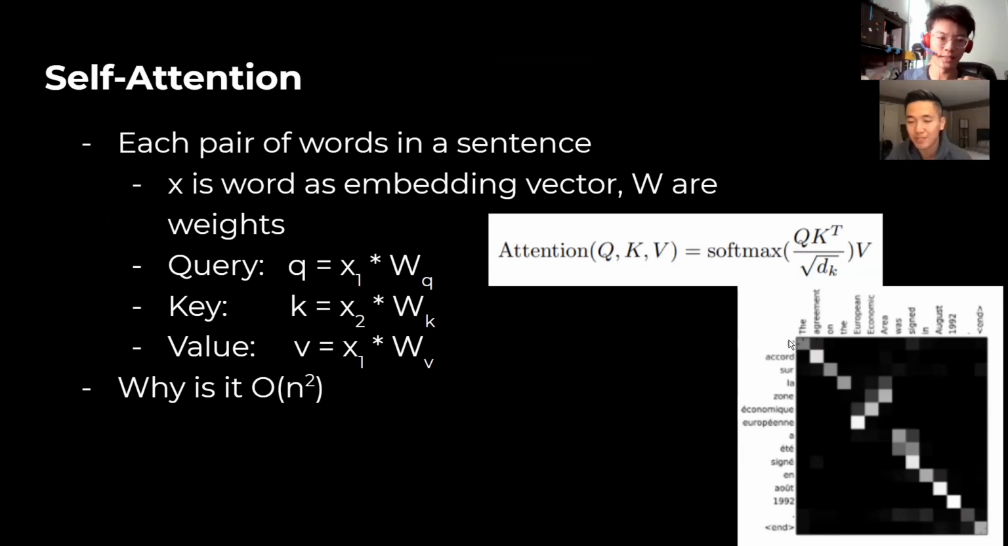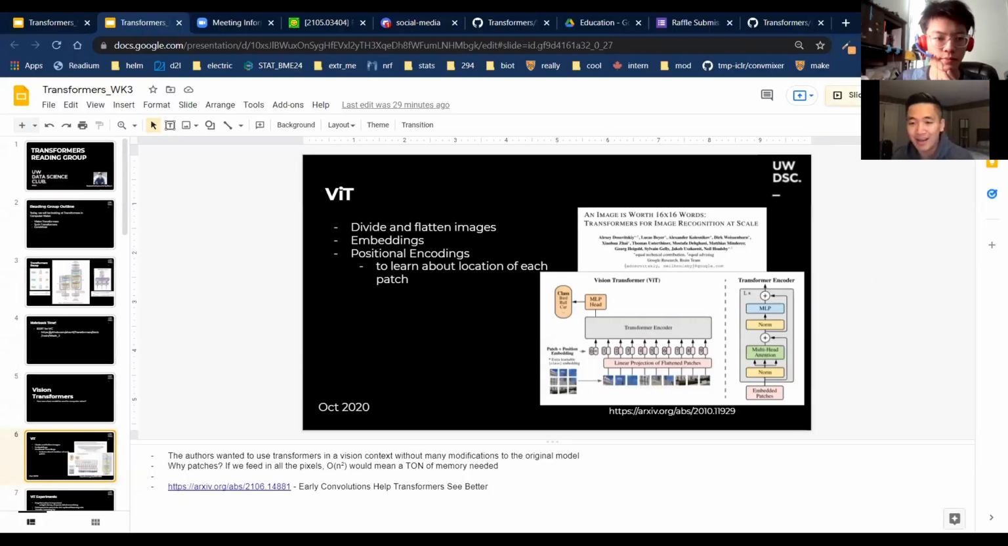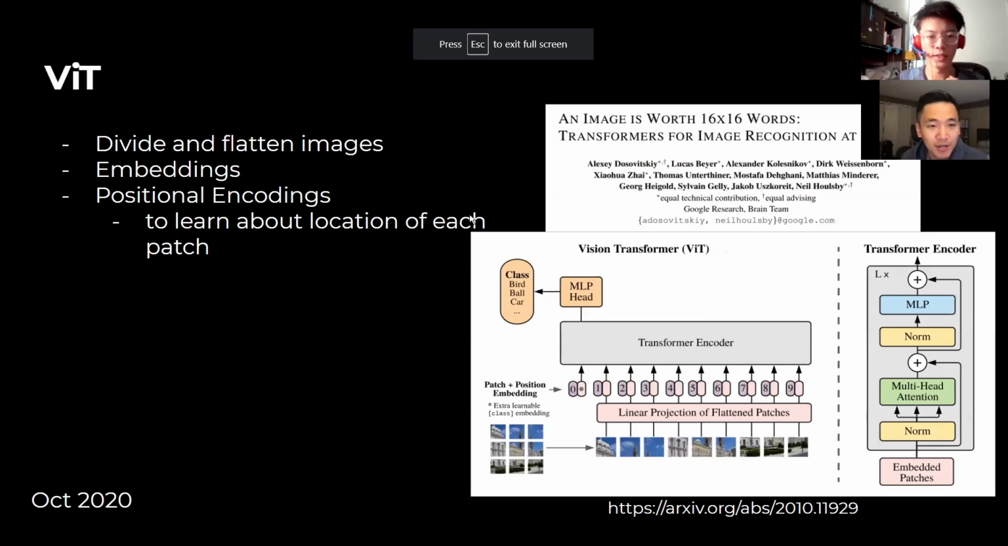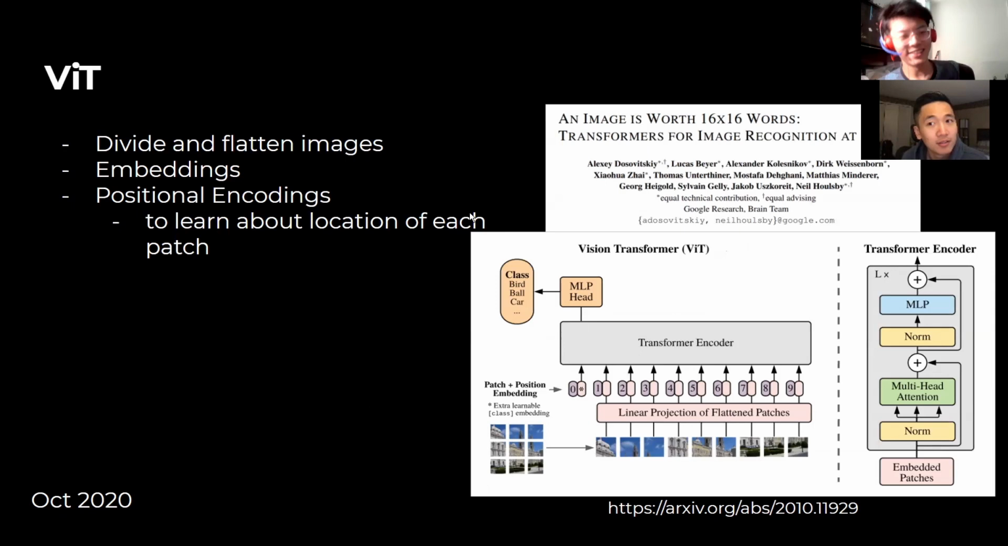Oh, essentially it's a matching matrix. I see. Essentially like an adjacency matrix. Not exactly, but it's correlating each word with each other. So it's like a grid. That's why it's n squared.